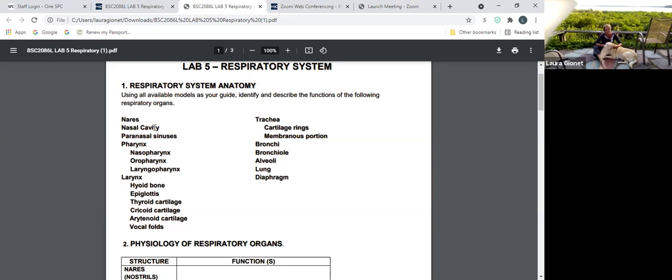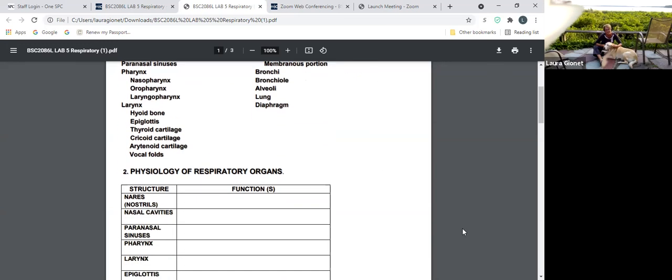So we're going to look at the nares, the nasal cavity, paranasal sinuses, the pharynx, which is the throat, the nasopharynx, oropharynx, and laryngopharynx. The larynx, the parts of the larynx are actually the thyroid, cricoid, arytenoid cartilages, and the vocal folds. And the hyoid bone and the epiglottis are on that same models, but they're not exactly part of the larynx. The trachea, with their cartilaginous rings of hyaline cartilage, and the membranous portion. We have then bronchi, bronchioles, alveoli, lungs, and diaphragm.